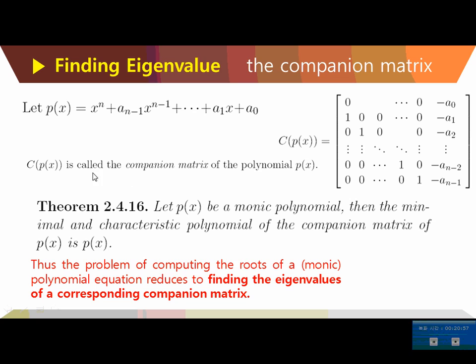We call this matrix the companion matrix of the polynomial P of x. So now finding the solution of the polynomial of higher degree is the same as finding the eigenvalues of this matrix, with your knowledge of linear algebra. One other fact is, if P of x is a monic polynomial, then the minimal and characteristic polynomial of the companion matrix of P of x is P of x itself.